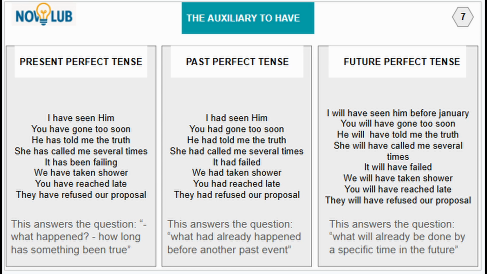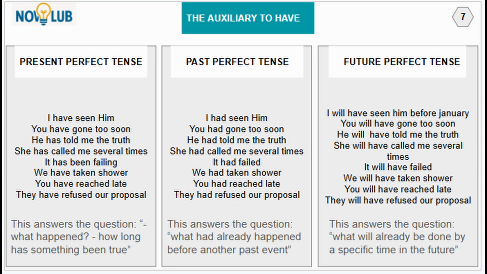So past perfect tense, I had seen him. You had gone too soon. He had told me the truth. You see, in past, we only put the auxiliary in past, because the past tense of to have is had. So now I say, I had seen him. The subject I plus the auxiliary in past plus the verb in past participle plus the object.